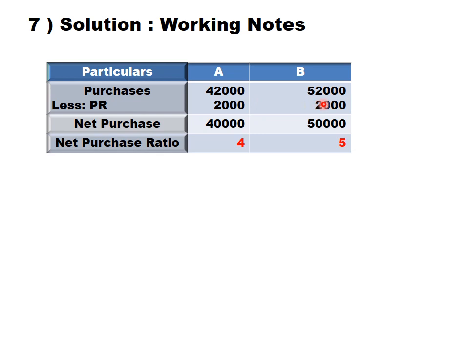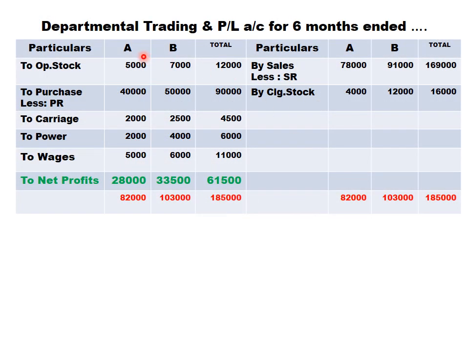So students, how to calculate the net purchase ratio? The purchases of A 42,000, B 52,000, less purchase return 2,000, you get net purchase 40,000 and 50,000. Therefore the ratio will be, and we need to prepare the departmental trading and PL account for 6 months ending.